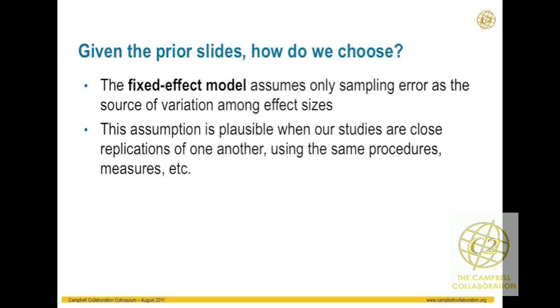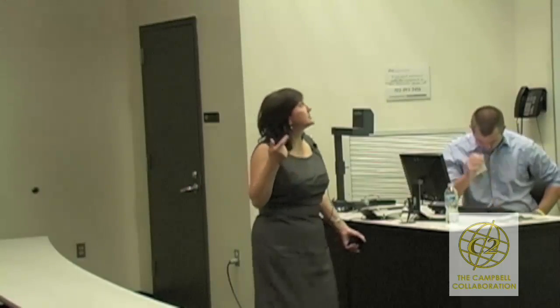As we said before, the fixed effect model assumes that sampling error is our only source of variation among our effect sizes. We have some common effect we're going to estimate. This assumption is plausible when our studies are close replications of one another. So when we think that they use the same procedures, the same measures, they're pretty much like replications. The only difference is the sampling variability.